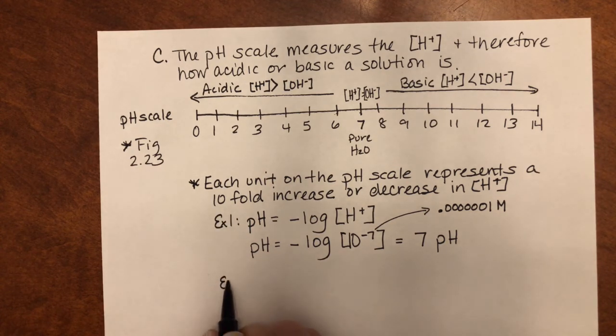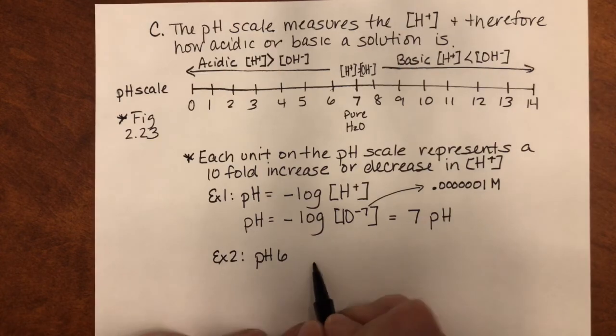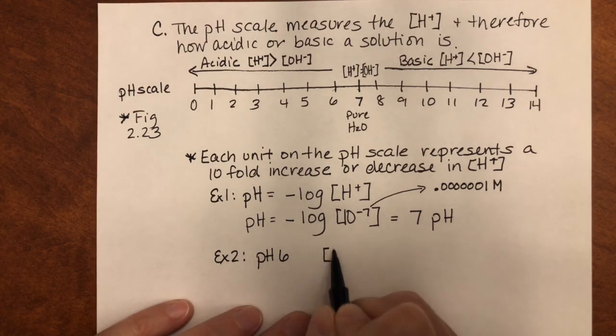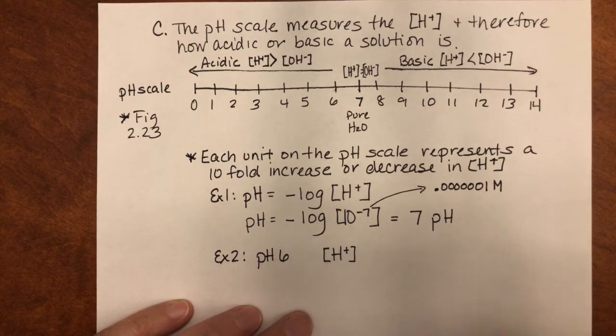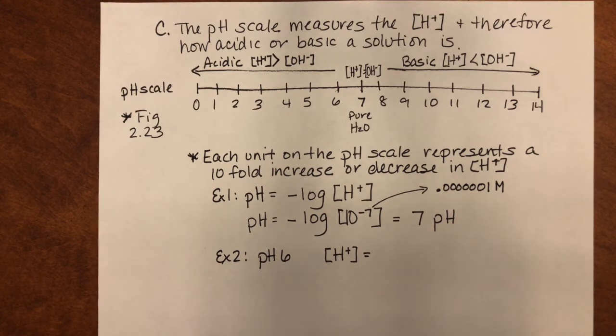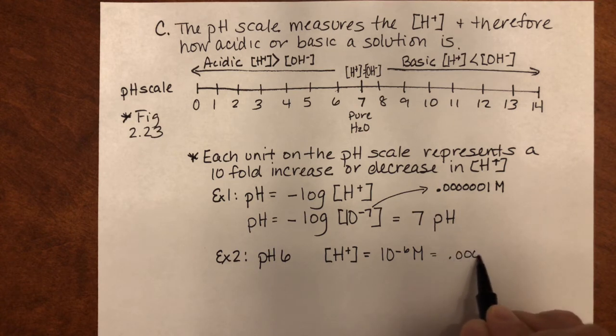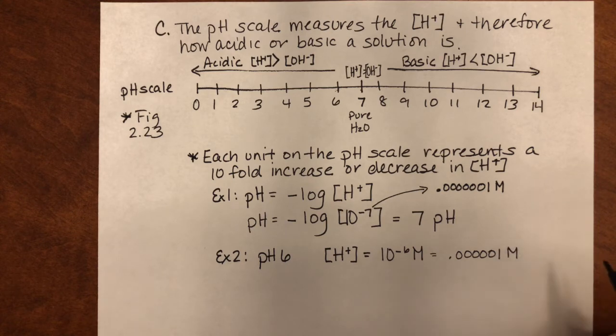Let's do example 2. So let's look at a pH of 6. If I told you a solution is a pH of 6 and asked you what's the hydrogen ion concentration, what would you tell me? Hydrogen ion concentration would be 10 to the negative 6 molar, which remember that would equal 0.000001, with the 1 in the sixth place.